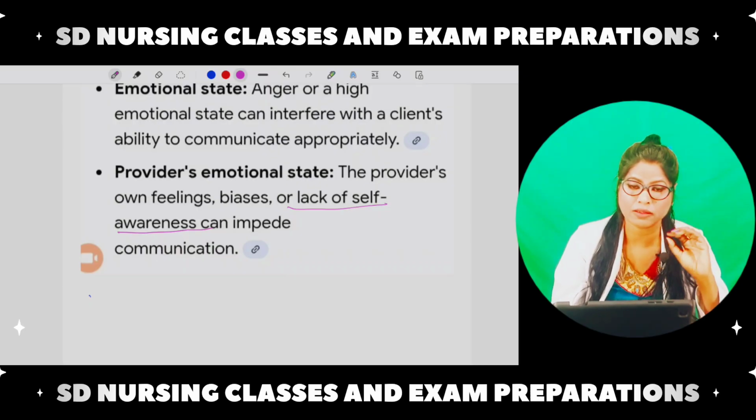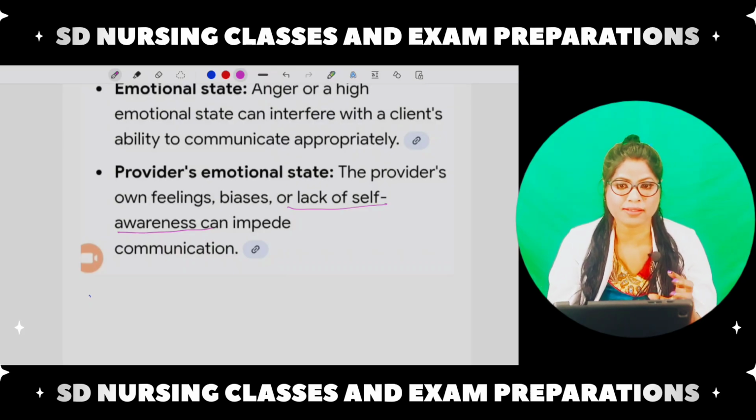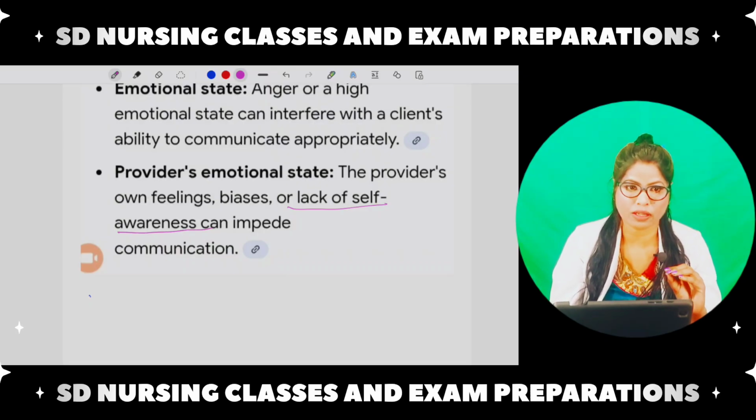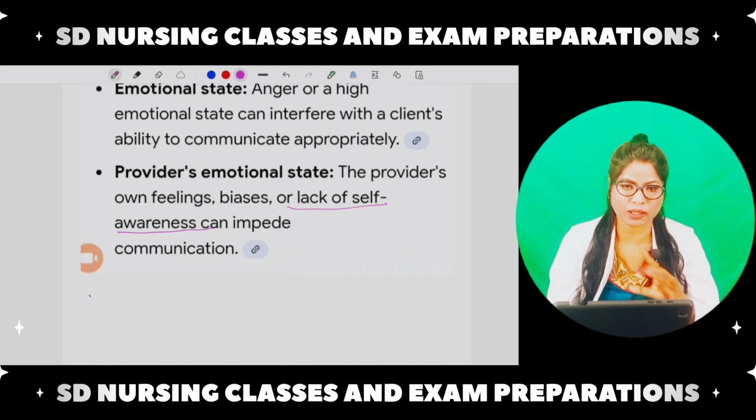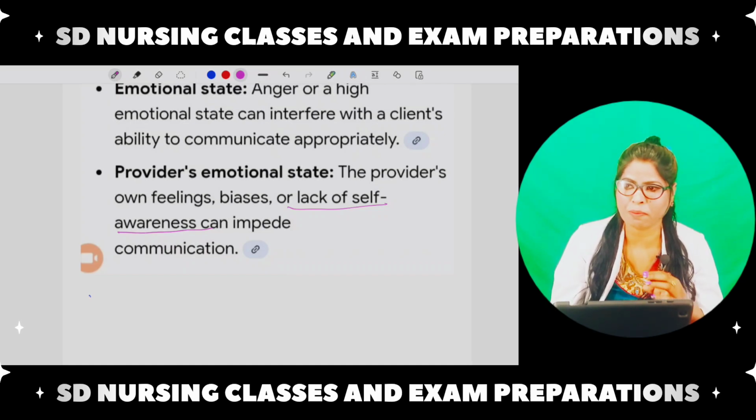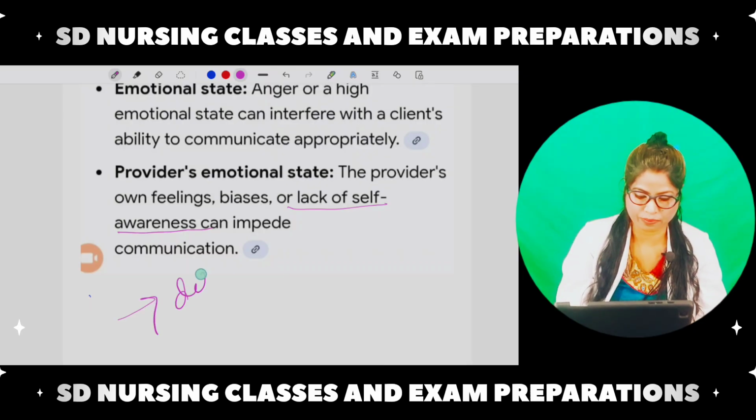So the health provider's feelings and biases should not be there. If she doesn't like the patient, she should not show that she doesn't like him. She should not show that the patient is not good to her, or that he is not from her religion. So all these things you should not let differ.